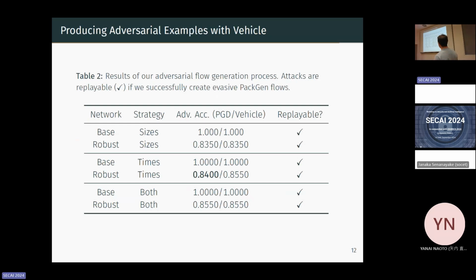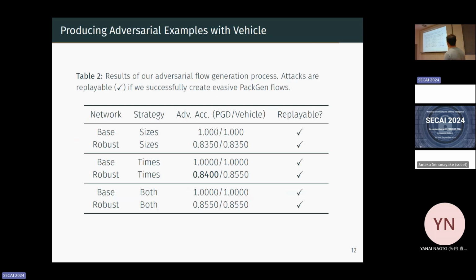And we find that basically we get the exact same results as PGD in terms of adversarial accuracy, except for one case where vehicle provides a better attack. It finds counterexamples in more situations than PGD, which makes sense. It's a complete method. So that's sort of behavior that we expected.